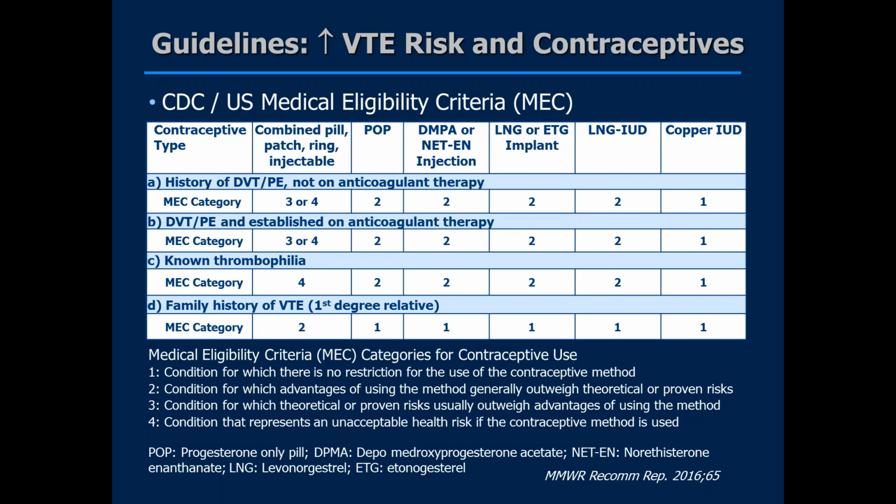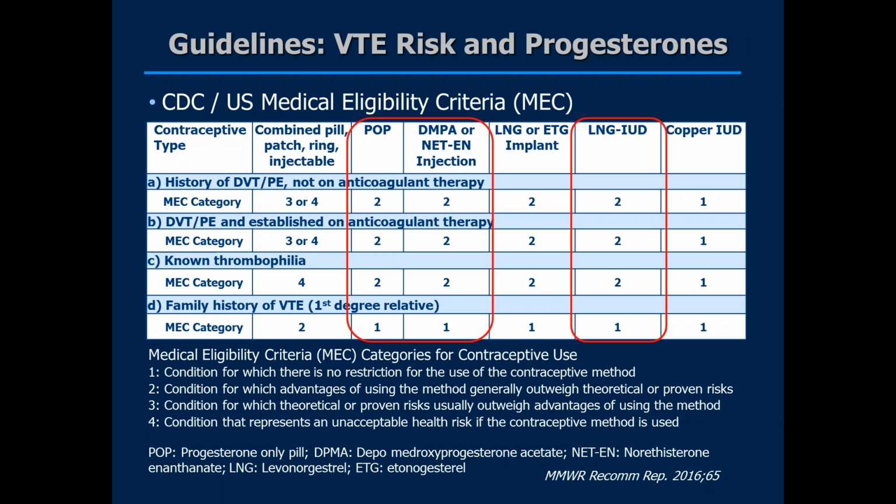And of course, the conditions we're interested in include a history of venous thromboembolism, underlying thrombophilia, and a family history of venous thromboembolism. So let's look at a little bit more detail at those. So let's go back to venous thromboembolism risk and progesterones or progestins.